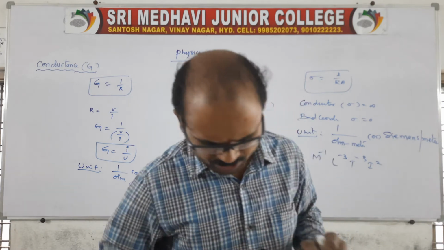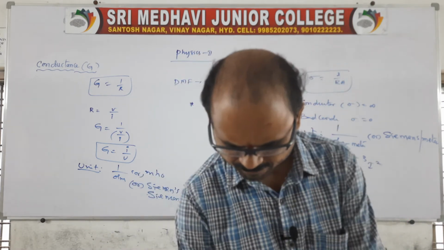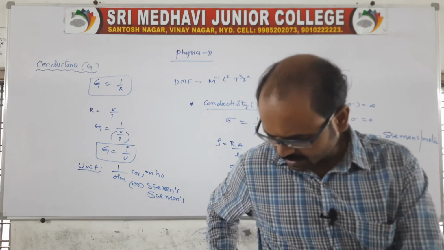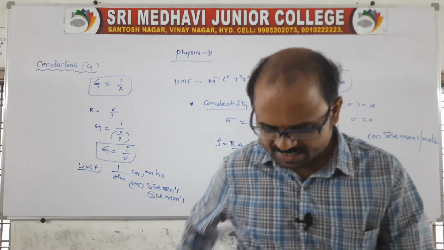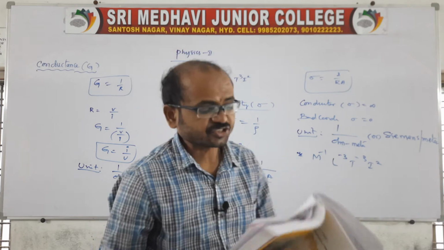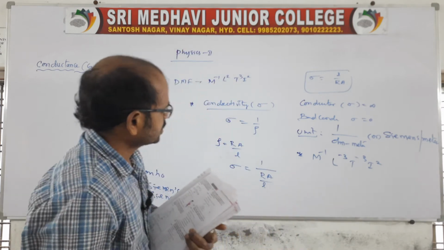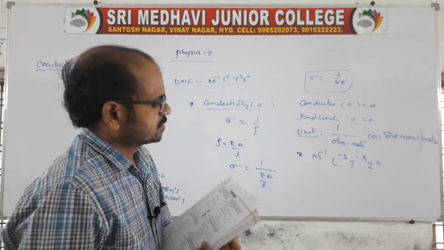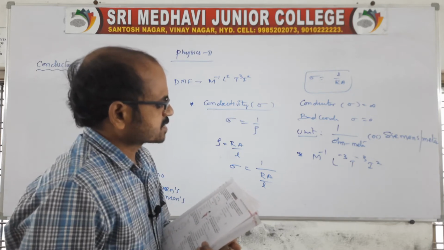Right, see the question. Question 1, page number 183. Once read and write the question. What is the given data? The given is a 10 ohm thick wire stretched so that its length becomes 3 times.